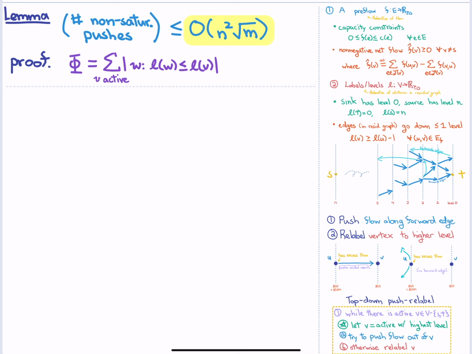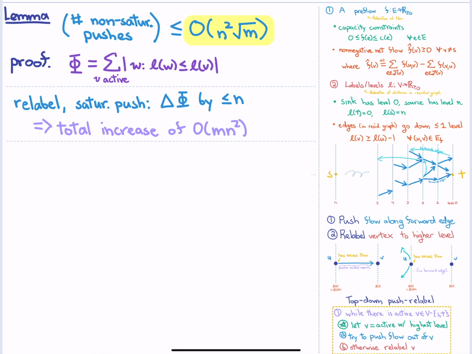So we're going to define a funkier potential. This is summing over every vertex v. Here's an active vertex v, it has some water. How many other active vertices are there at the same or lower level? If there are just 100 vertices lower that are active, then it'll contribute 101. So that's the potential. It's a little more complicated than last time.